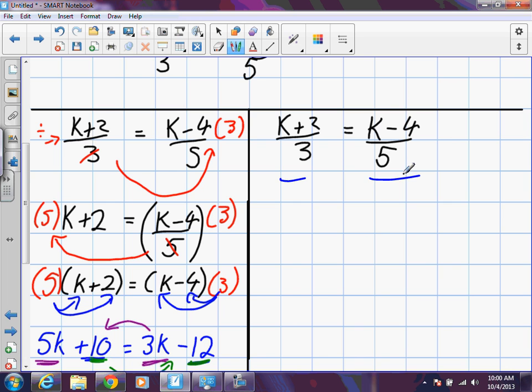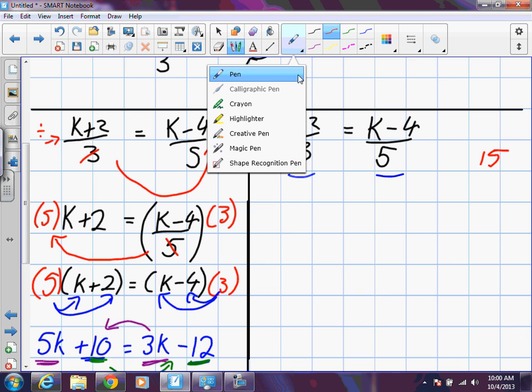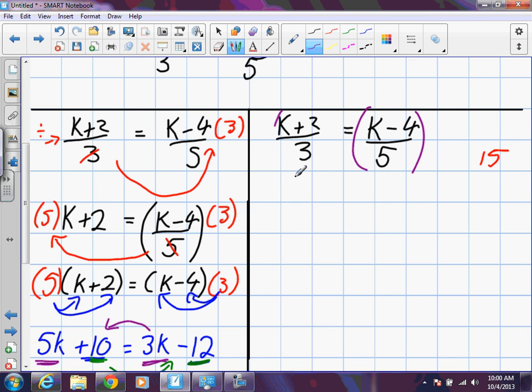What would be a common denominator between 3 and 5? 15. Great. So in order to turn both fractions into 15, we have to multiply them by a specific number. So in order to turn 3 into 15, what do we got to multiply? 5. So whatever we do to the top of a fraction, we do to the bottom, same idea. So we multiply top by 5 and the bottom by 5. What about to turn 5 into 15? By 3. Good. Whatever we do to the top, we do to the bottom. Okay? So our denominators will be 15 on both sides.